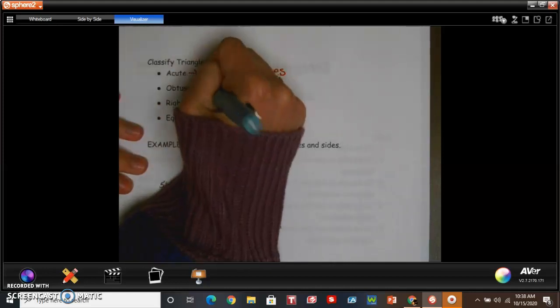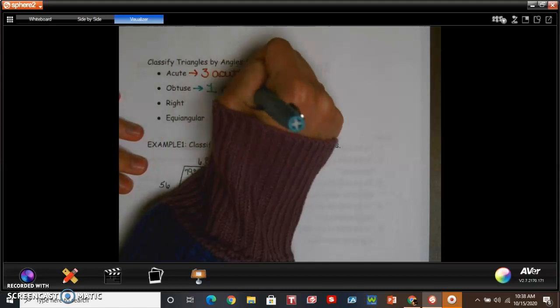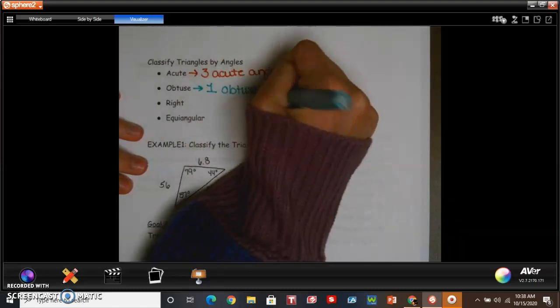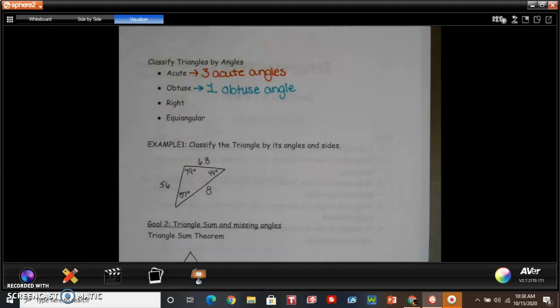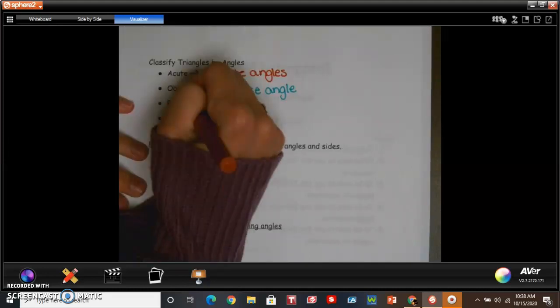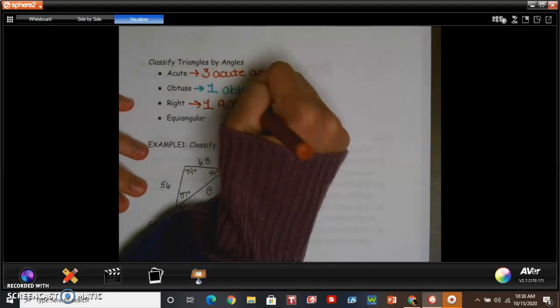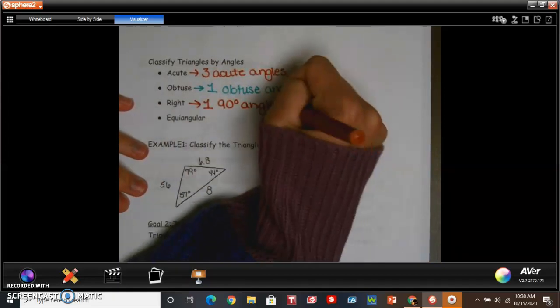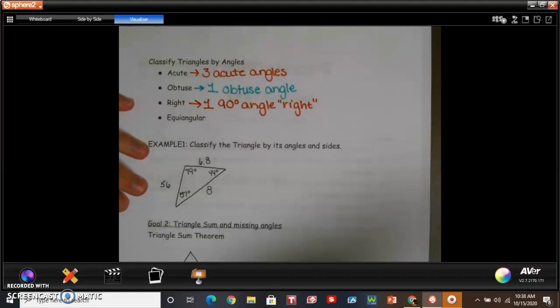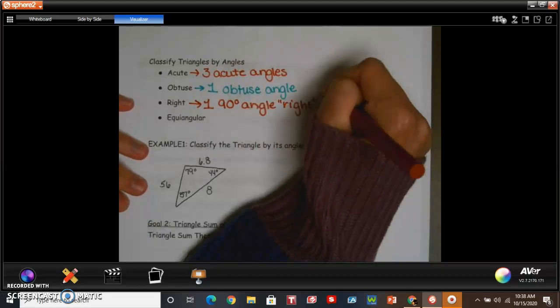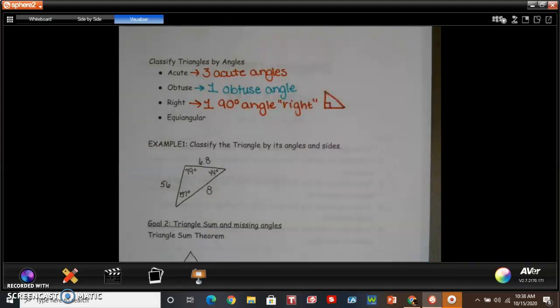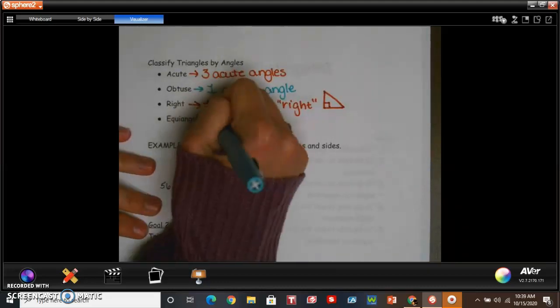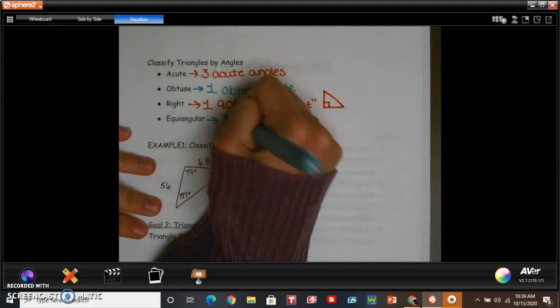Obtuse, when you have 1 obtuse angle. Okay? So if you look in your triangle and you have 1 angle that's greater than 90, it's considered obtuse triangle. A right triangle, when you have 1 90-degree angle. So when you have 1 right angle, it is considered a right triangle. A lot of them are going to look the same. They'll look something like this with a box. Those are right triangles. An equiangular, this is whenever you have 3 equal angles.